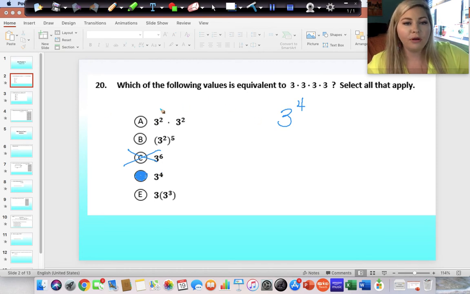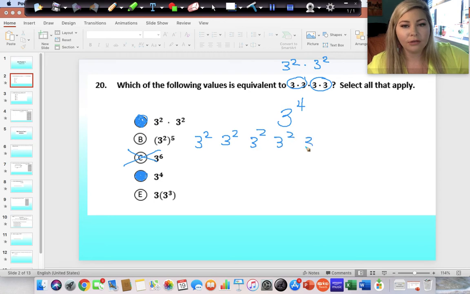Now, you can see here that 3 to the 2nd times 3 to the 2nd, this is 3 to the 2nd power, and this is 3 to the 2nd power. If we multiply those two together, it would give us 3 to the 4th power, which is A, so A is also correct. If we take 3 to the 2nd power and write it 5 times, it is already not going to be correct. This is 3 to the 6th, 3 to the 8th, and 3 to the 10th power.